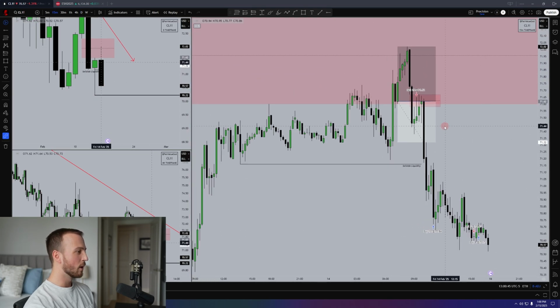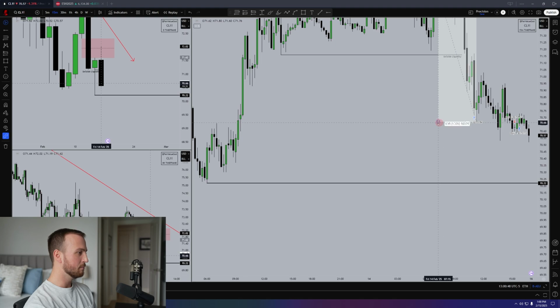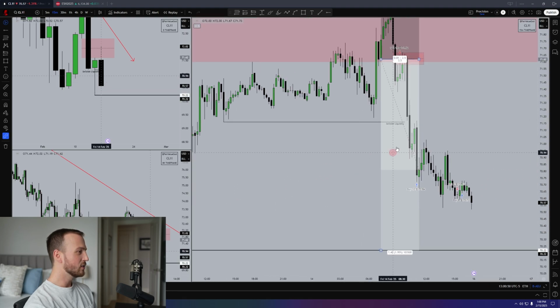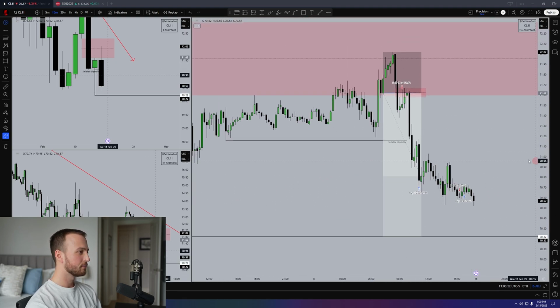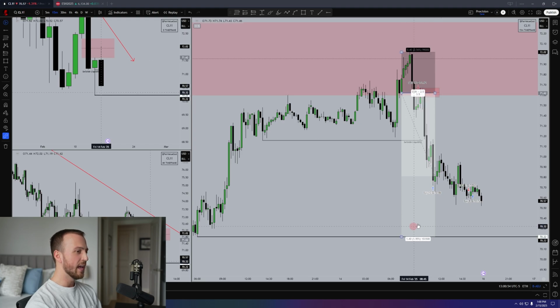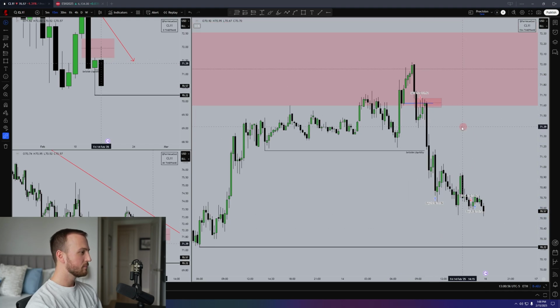So that's what I was aiming for. Obviously didn't get that, right? But it looks like it was on the way. So that would have been a 3.5 hour trade, entering here and exiting there. But we didn't get that, obviously.